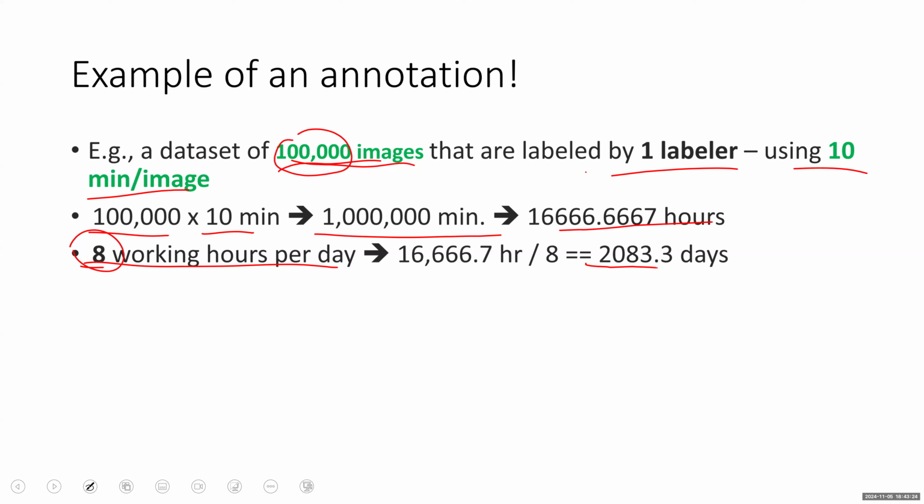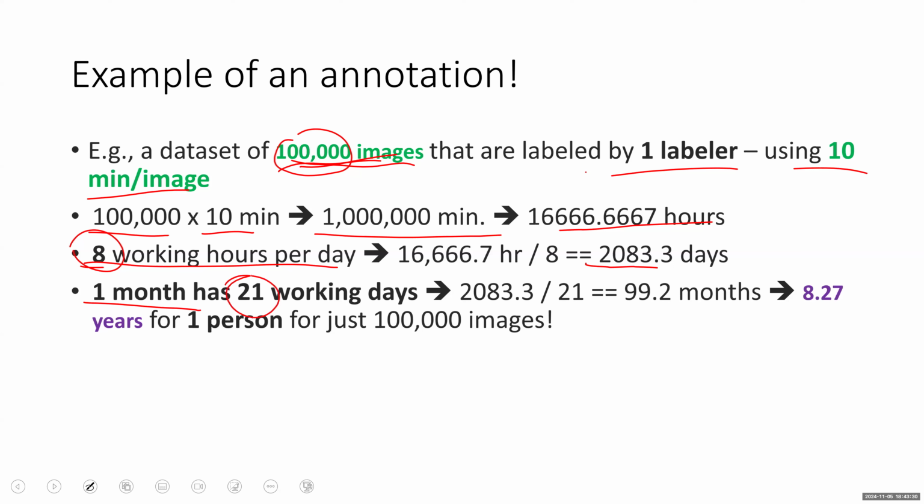So in 1 month we get 21 working days, more or less. Then how many months do we have? Almost 100 months. It means over 8 years for a person just to do 100,000 images, if an image takes 10 minutes to annotate. Some people say, oh, it's easy. It's not actually. At Osaka University we had over 30 staff doing different kinds of image annotations, and it's a laborious job, and of course costly.